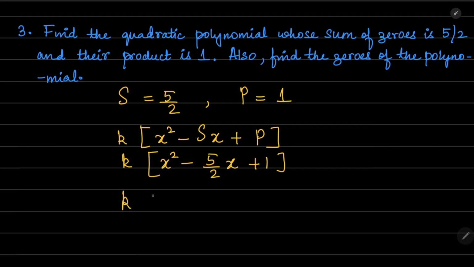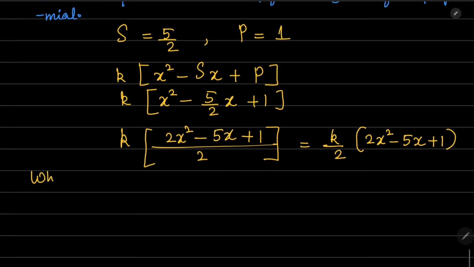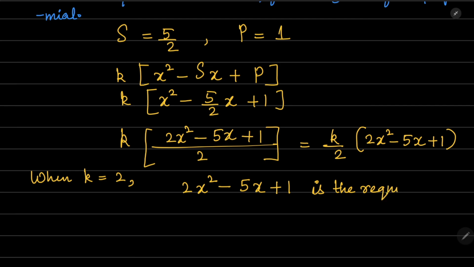If I take 2 common out, what will I get in the numerator? 2x square minus 5x plus 1. So here I will write K by 2 separated out, and you'll have 2x square minus 5x plus 1, right? So when K is equal to 2, what is the polynomial? 2x square minus 5x plus 1 is the required polynomial. That's the first part of the question.